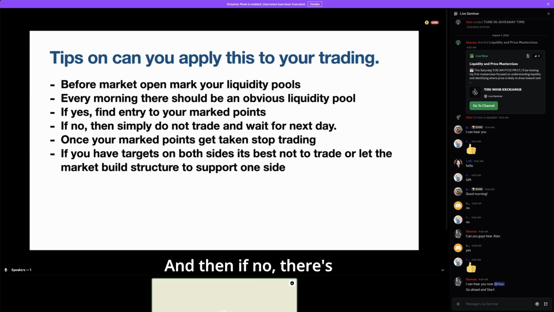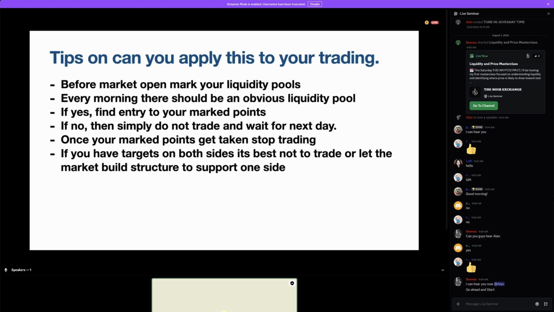And then if there's no obvious liquidity pools, then honestly all you have to do is not trade. If it's not obvious, then you don't have to take a trade. No one's forcing you to trade that day. And another thing that's really important is once your marked points get taken for the day, just stop trading.